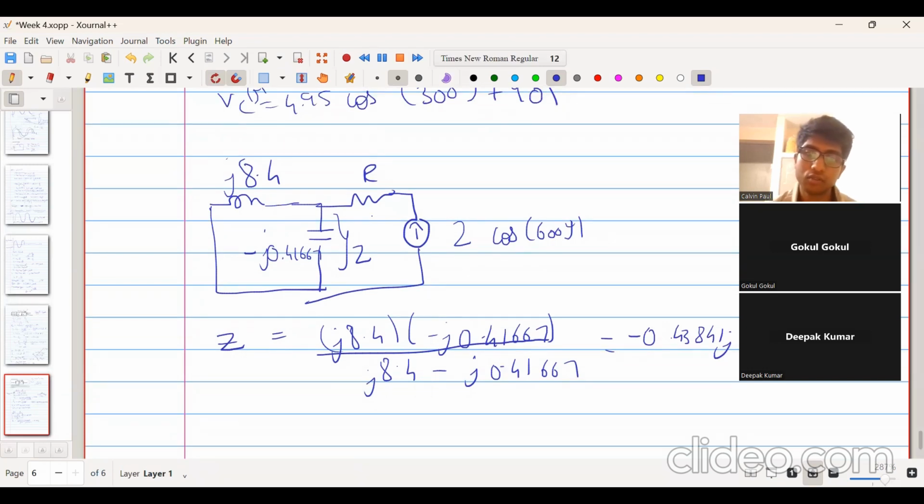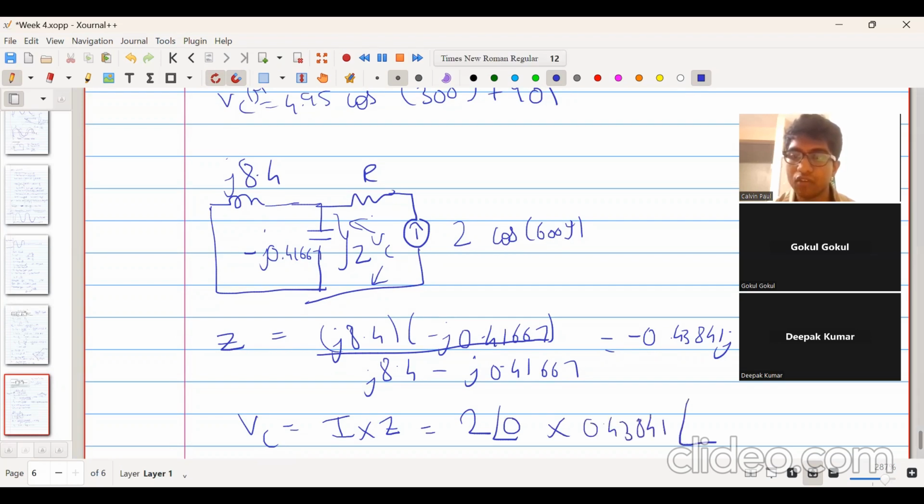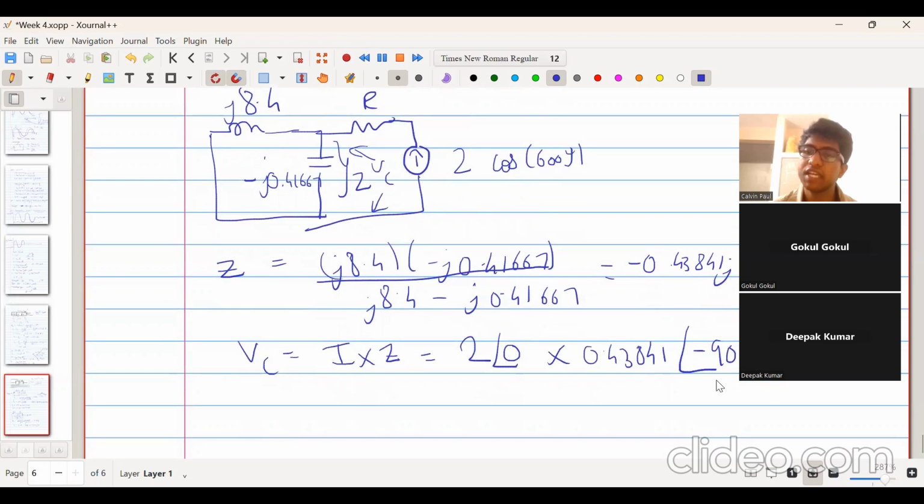Now we want to find the voltage VC. This current will flow through this impedance Z. So VC is equal to I into Z. That is 2 at an angle 0 into 0.43841 at an angle of minus 90. J gives an angle of 90 and minus J gives an angle of minus 90. So VC effectively becomes 0.87682 at an angle of minus 90.